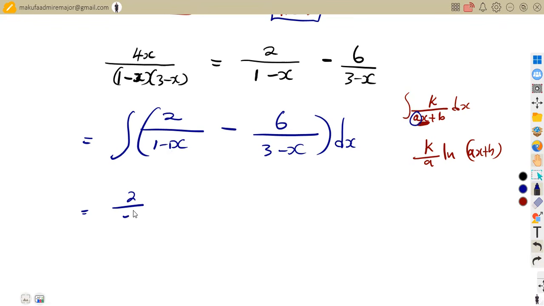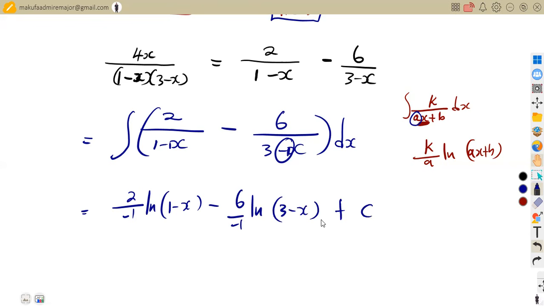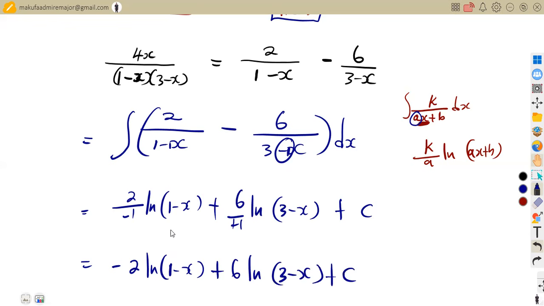So it was supposed to be 2 over -1, the ln of 1 minus x, minus 6 over the coefficient of x there, which is -1. So it's supposed to be -1, the ln of 3 minus x plus the constant of integration. Please take note. So at the end, we're going to have -2 ln of 1 minus x, then here negative and negative, that's going to be a positive 6, the ln of 3 minus x, plus the constant of integration in this case. So that was the whole idea there.